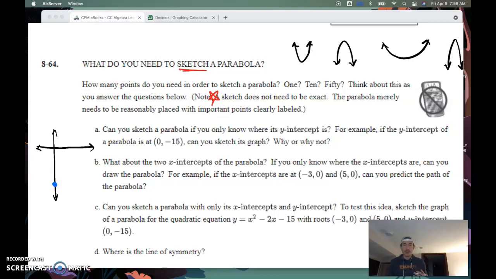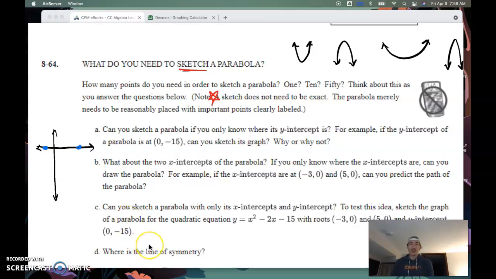Well, part B says, what if I give you the two x-intercepts of the parabola? Can we then sketch it? Let's say I know the two x-intercepts are (-3, 0) and (5, 0). The x-intercepts always occur when y is 0. Well, do you know if it's upward or downward opening? And the answer is no. I don't know enough information to sketch the parabola.